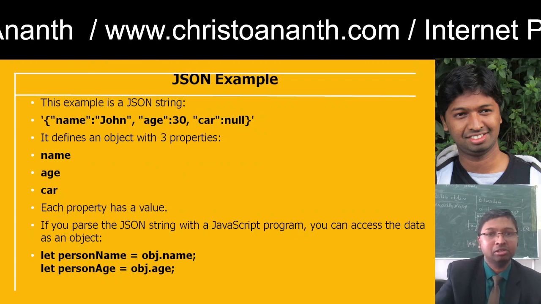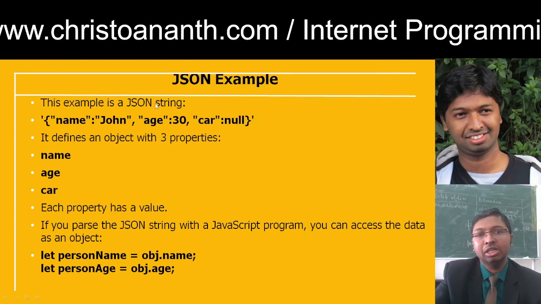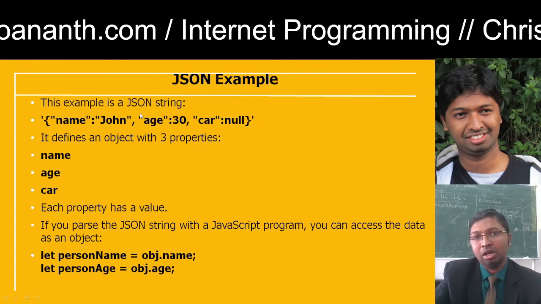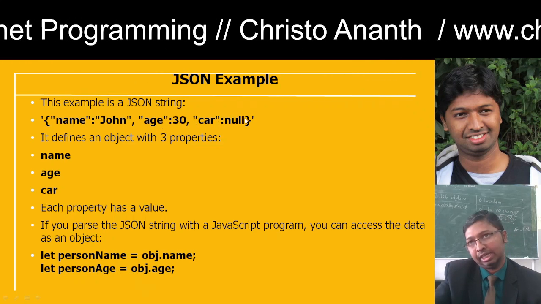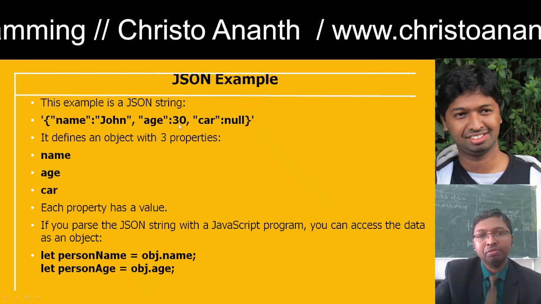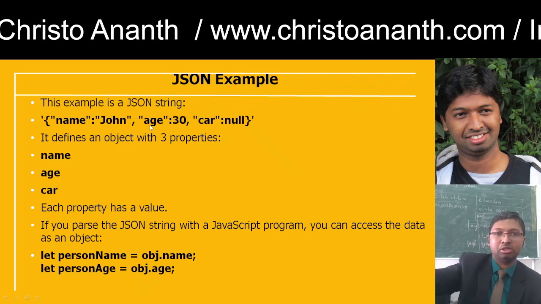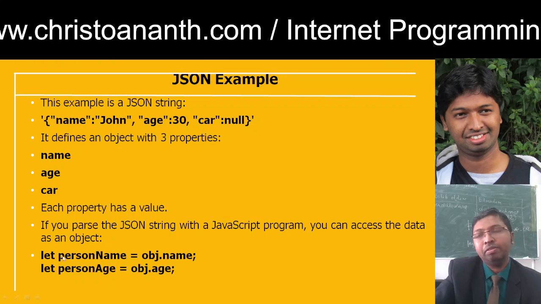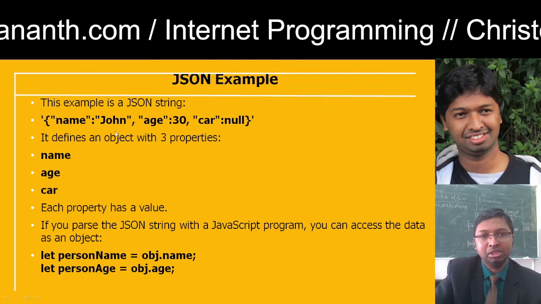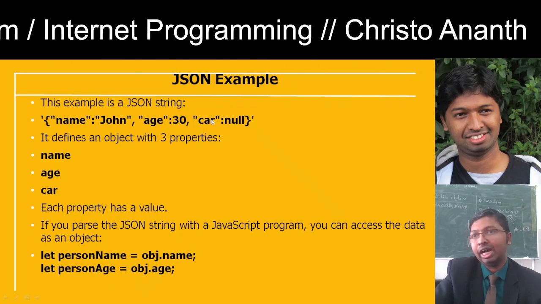The code also I will be showing you. For example, you will have JavaScript object notation: name John, age 30, car null. So it is going to define an object with three properties: name, age, and then car. Every property has a value. For example, name means John, age means 30, car means null.